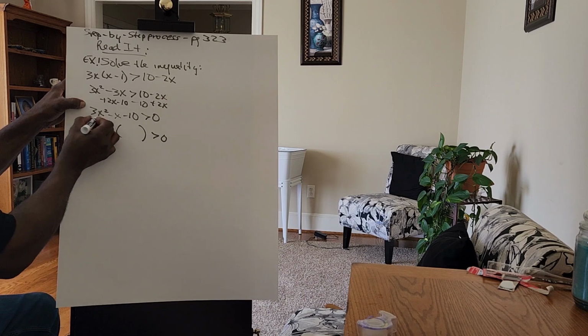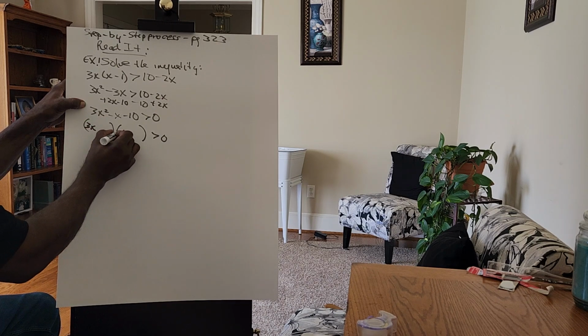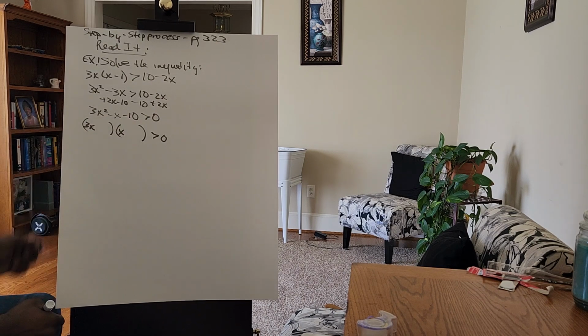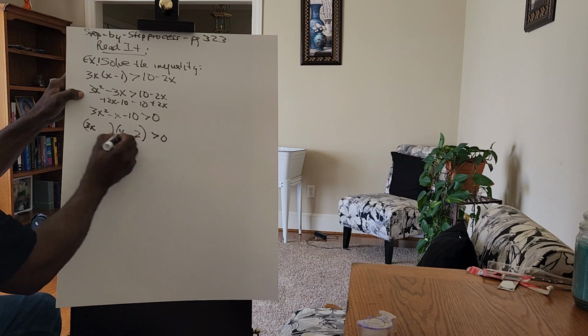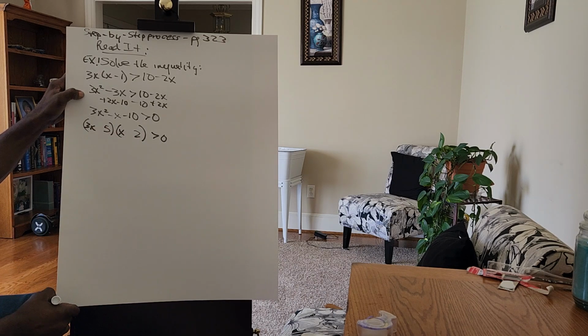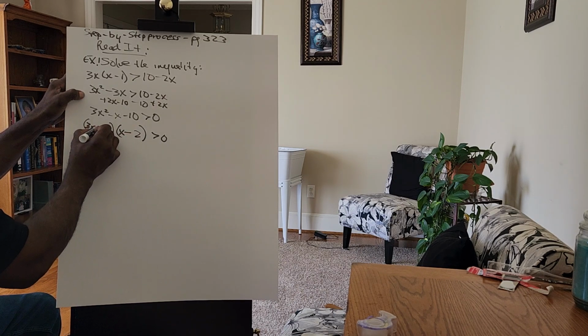Factor this side completely. 3x squared is 3x and an x. How do you get 10? Well, 10 could be a 2 times a 5, or it could be a 10 and a 1. So I'm going to use the 2 and the 5. And this is going to be negative, that's going to be positive.